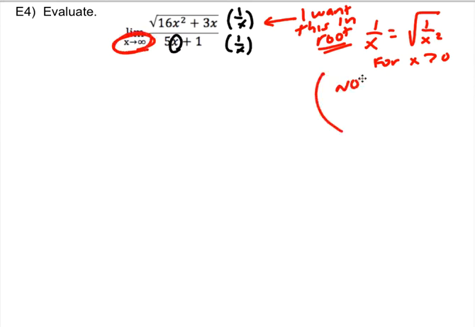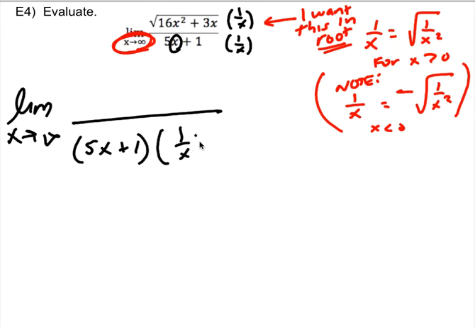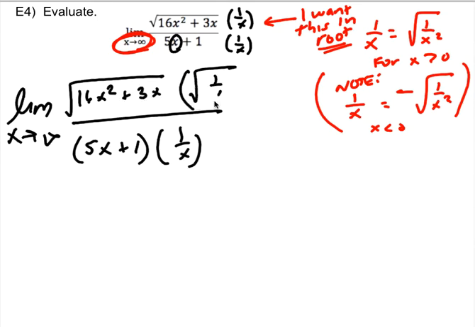It is worth noting that in the other scenario, for x values that are less than 0, 1 over x is the same as the opposite of this. It would be a negative, right? Because for x values that are negative, this is a negative number and the root would come out positive, right? So what I'm going to do is I'm going to take this and make this the limit as x approaches infinity. In the denominator, it's pretty straightforward. I'm going to do the 5x plus 1 times the 1 over x. But the numerator, right, is going to be this 16x squared plus 3x times the square root of 1 over x squared, because in order to distribute that in the root, it also has to be in a root.